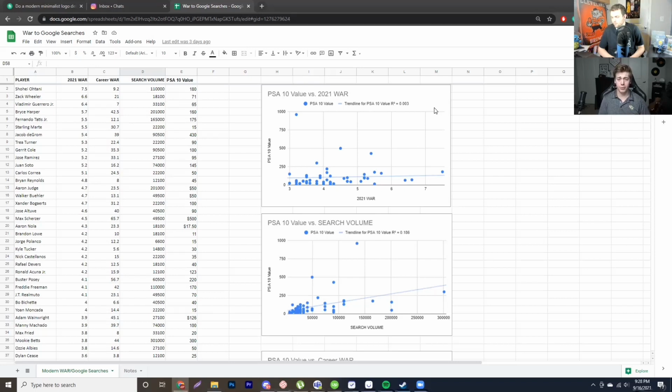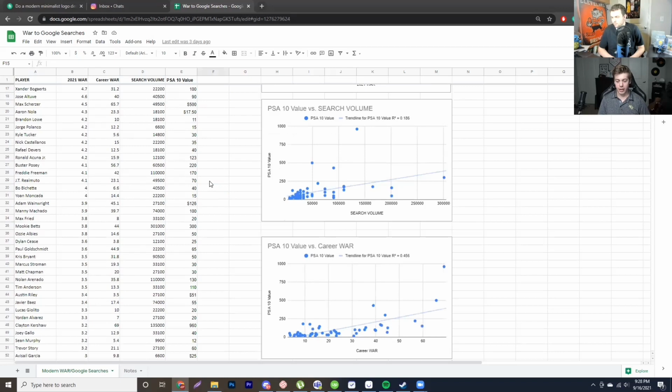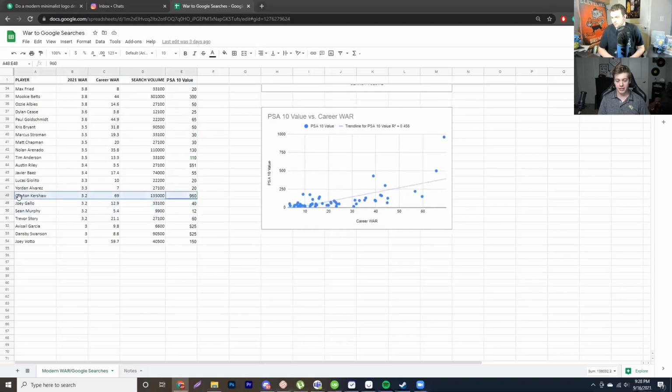I have a few reasons why I believe there's no correlation based off of this list, but let me show you the chart. First off, you can see over here on the 2021 WAR chart, we have this card that's worth almost $1,000. If you scroll down over here, that is Clayton Kershaw.